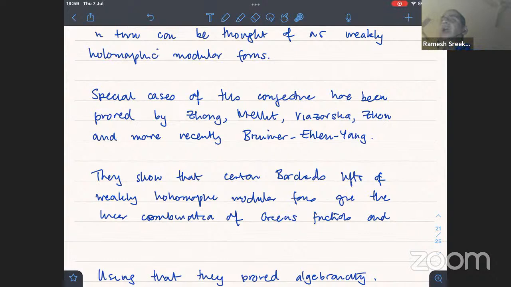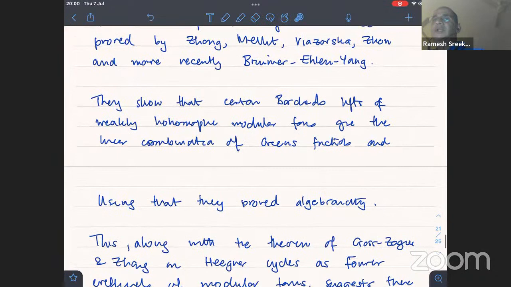And their idea was to show that basically you can realize this linear combination of higher Green's functions as a Borcherds lift of a certain weakly holomorphic modular form, okay? And then using that, they proved the algebraicity.